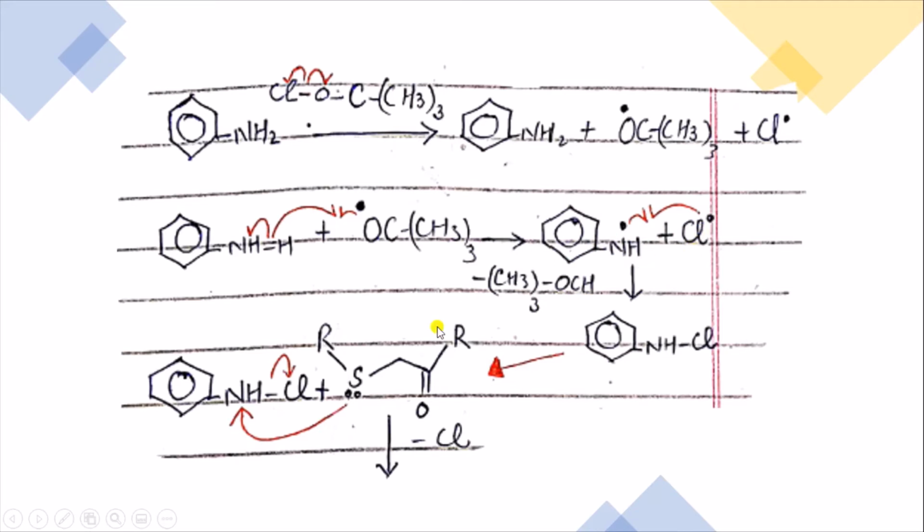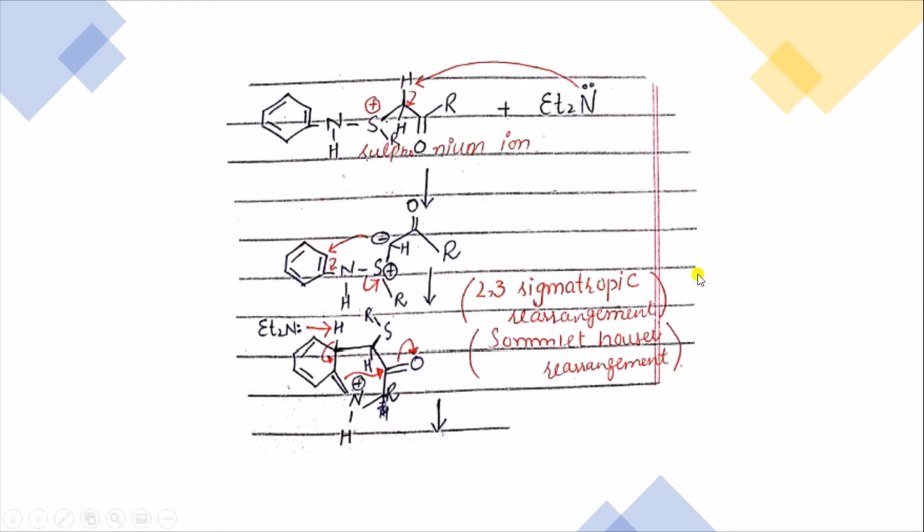Now in the next step, we have our Cl radical, which we already got from the previous step. They will again become bonded, and we have NHCl. In the next step, we have the next molecule, and this has a lone pair. This lone pair will attack this nitrogen, and this chlorine will be released. As a result of this, we will have this structure.